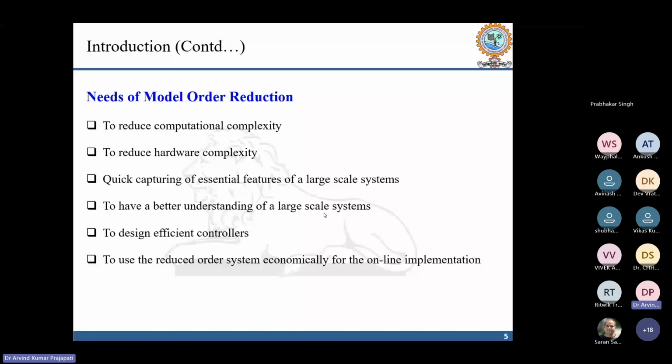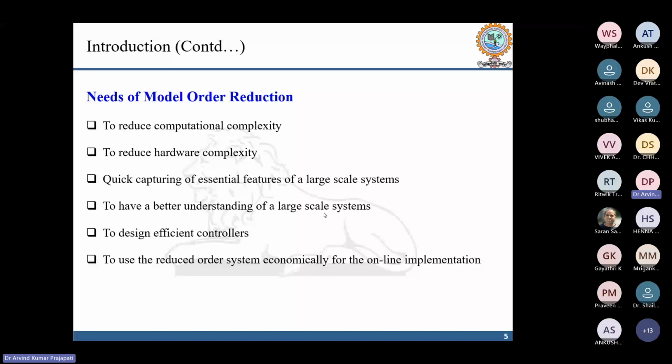And also, if you are going to design controllers, and your system has an order of more than 3, then it is difficult or sometimes impossible to design the controller. If you are unable to design the controller, then you may be unable to make the system automatic. So in order to overcome these limitations, you can replace large scale systems which have order more than 3 with lower order systems which have order less than 3.